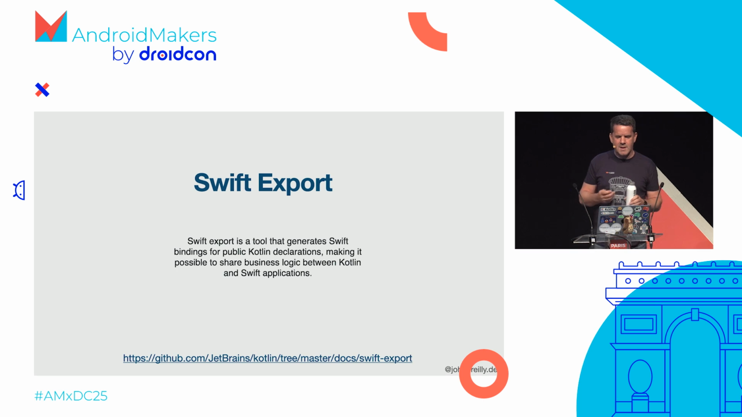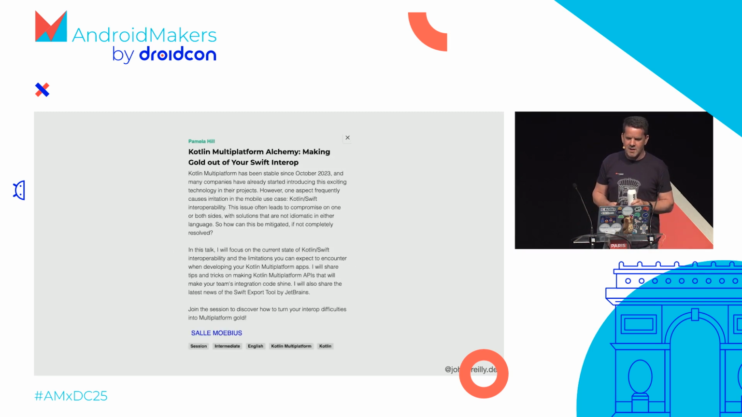I mentioned earlier that existing Swift Kotlin interop is done through an Objective-C bridge. With Swift export, JetBrains is working to provide direct bindings. It's very exciting to see this develop. And speaking of which, I definitely recommend going to Pamela Hill's talk, which is up next here. She'll be talking, among other things, about the work they're doing on Swift export.